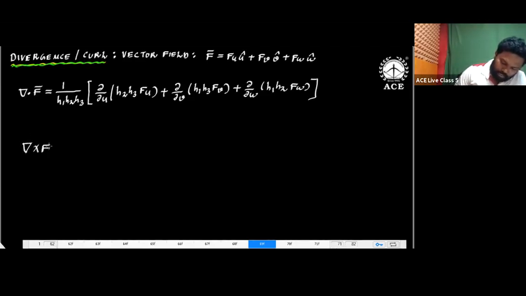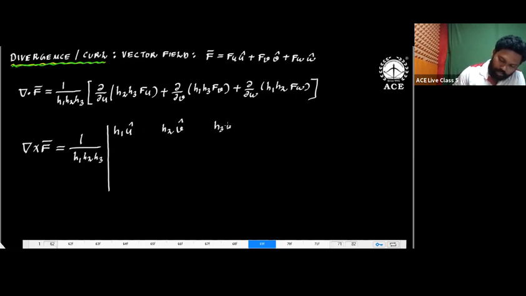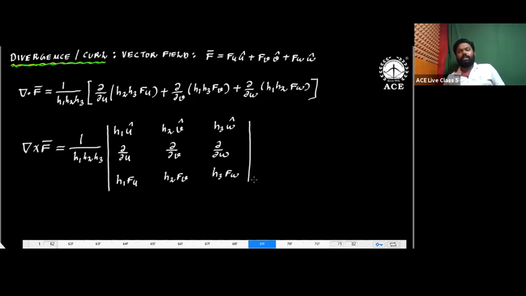So what is the curl here? The standard form for the curl is 1 by H1 H2 H3 times the determinant of H1 u cap, H2 v cap, H3 w cap; dou by dou u, dou by dou v, dou by dou w; H1 into fu, H2 into fv, H3 into fw. So these are the standard forms.